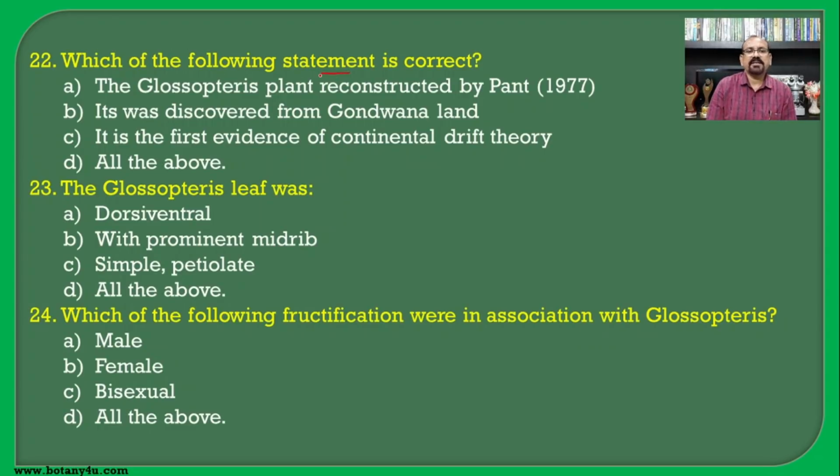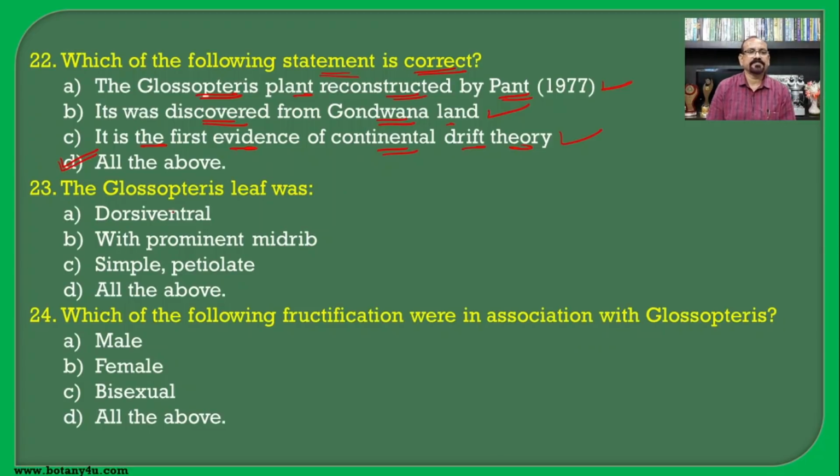Then, which of the following statements is correct? First, the Glossopteris plant was reconstructed by Pant in 1977, which is correct. Then, it was discovered from Gondwanaland, which is also correct. Then, it is the first evidence of the continental drift theory because it is found in different land masses which were later separated from each other, that is Gondwanaland. So all these three statements are correct, and hence D, all the above, is the correct answer for this question.